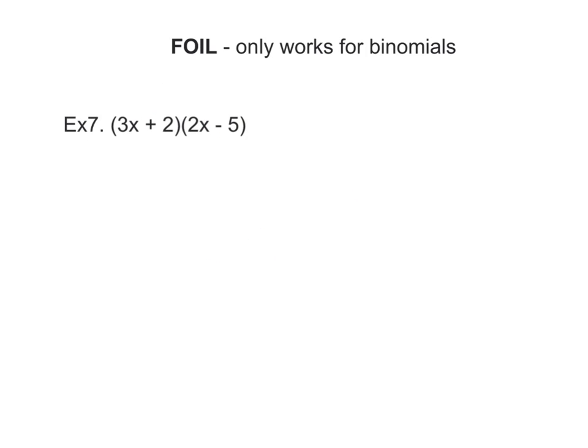Here's another one. This is a little bit more challenging just because of the exponent, the variable has a number in front of it. When we start the FOIL process, I have 3x times 2x. That's going to become an x squared, but I also need to multiply by these numbers that are in front, the 3 and the 2. That's a 6x squared.